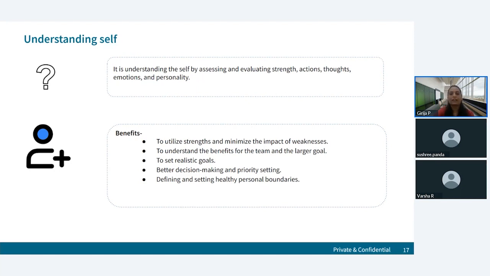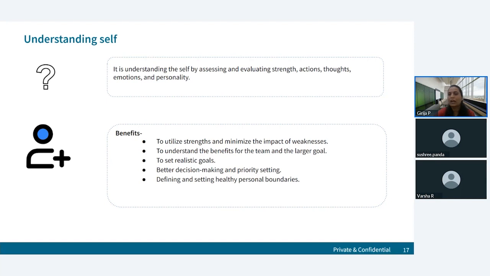And definitely now you have a better understanding, so you can make better decisions and set where to focus first, what the priorities are. And now you know what you're comfortable with and what you're okay with, so it will help you to draw and set healthy personal boundaries with others. Now we understand how important it is for us to understand ourselves.